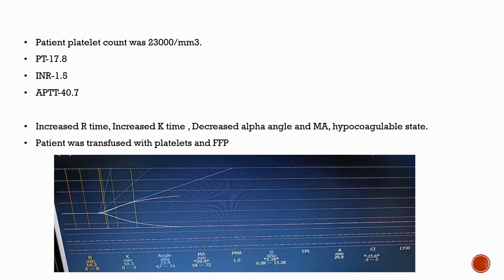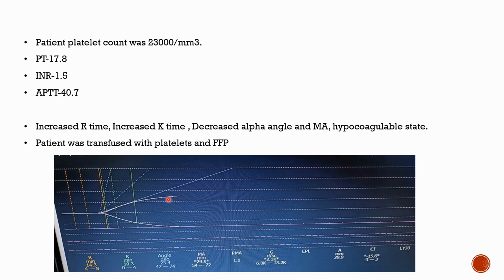Kindly explain this scenario. So in this scenario, we can see the TEG. In the TEG, it is showing an increase in R time. K time is also increased. There is a decrease in alpha angle and MA is also reduced. So it is showing a clear-cut hypocoagulable state. So this patient was transfused with platelets and FFP.